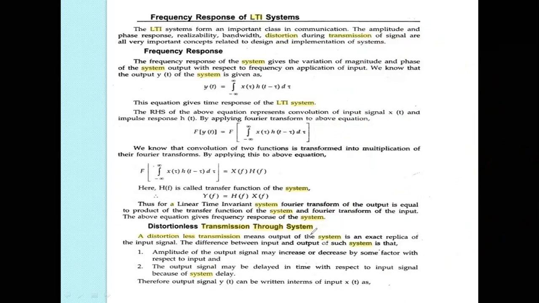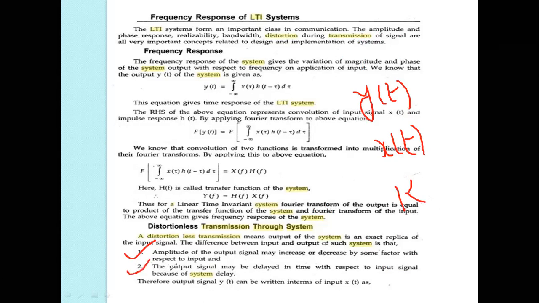The differences between the input and output of such a distortionless system are as follows. First, the amplitude of the output signal may increase or decrease by some factor with respect to the input. What is the output here? y of t. What is the input here? x of t. And the amplitude factor we can take as k. K may be increasing or decreasing by some factor. That is the k value.